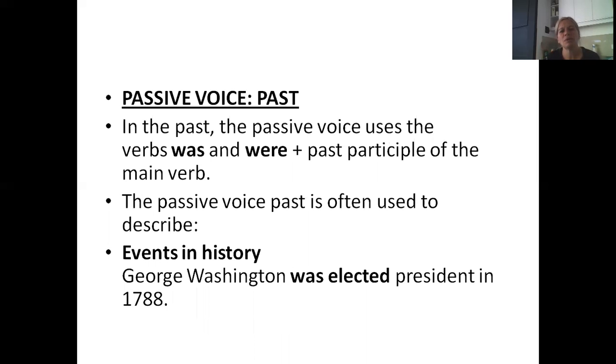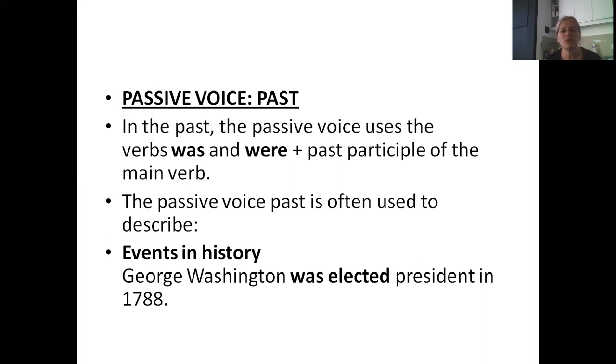And then we have the passive voice in the past. Yes, in the past, the passive uses the verbs was and were. You have to take into account when you have to use was: I was, he was, she was, and were: we were, they were. Yes. And of course, the past participle. Remember, the third column of the verb.